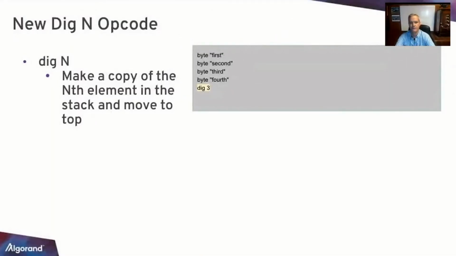Then we also have a new opcode called dig. What it allows you to do is, 0-based, dig that far into the stack, make a copy of that value, and push it to the top of the stack. So in this case, we have first, second, third, fourth. That's 4 values on the stack. If I do dig 3, it's going to go to the 4th value on the stack. Because of the order of the way the program is, this will be the lowest thing on the stack. And I'll show that in just a second.